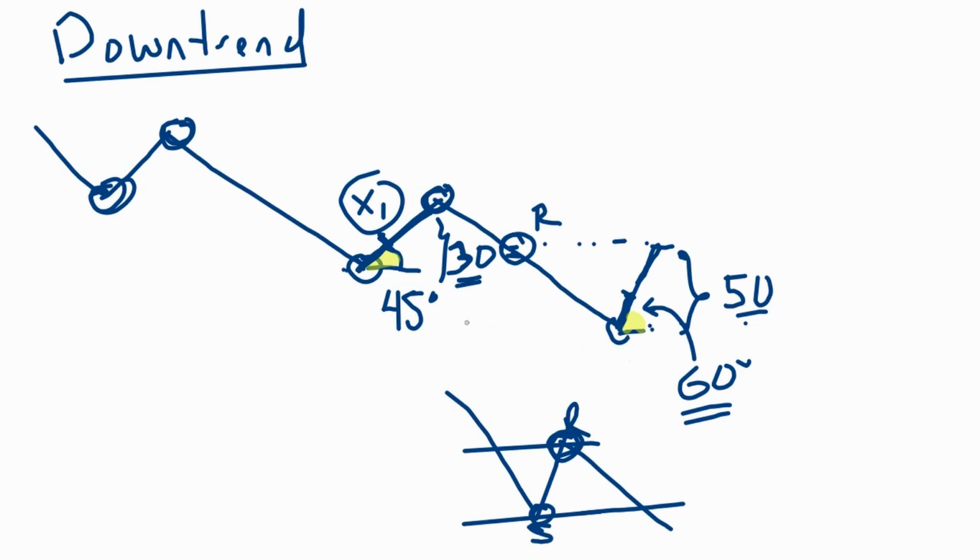So that resistance point should be above. Okay, so if I try to overlap your x1, I will use a different color. So let's say this is your x1. So it goes all the way $30 up. Okay, it goes all the way $30.